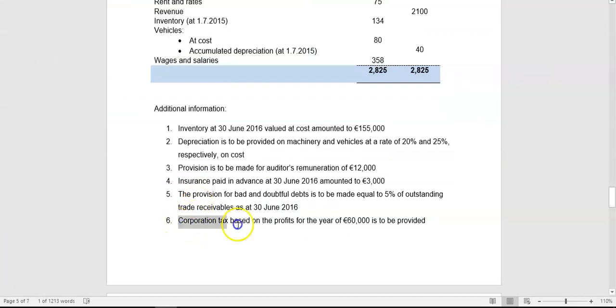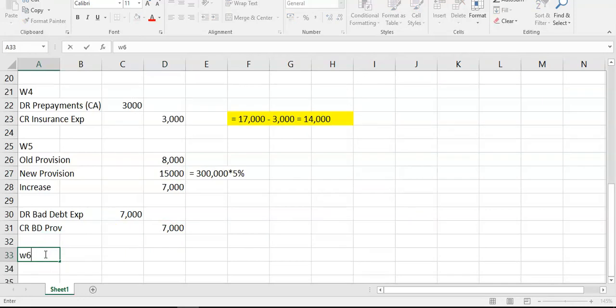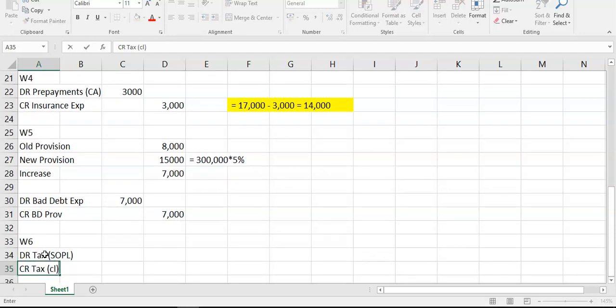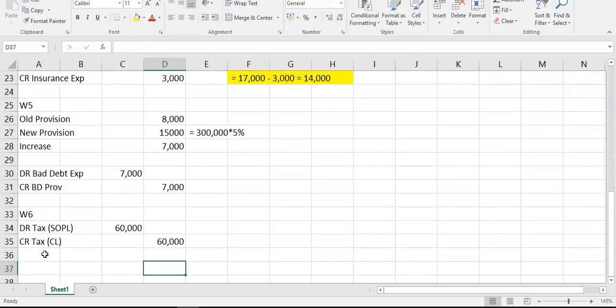Note 6 tells you corporation tax is to be provided for 60,000. That's an expense. So you're going to debit tax in the SOPL, and you're going to credit tax in current liabilities. This is something you owe and you haven't paid yet. 60,000. So again, there can be some basic ones, but this is just hopefully a refresher of what you'll have done in AF1 and getting you back up to speed before we bring on more additional topics in AF2.